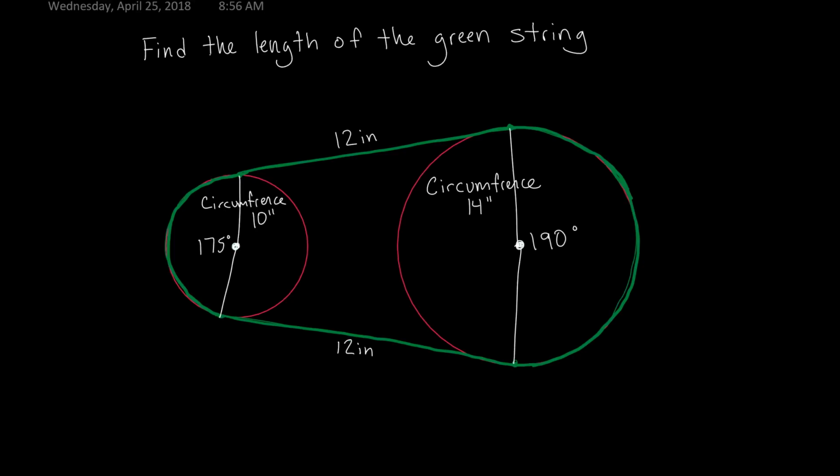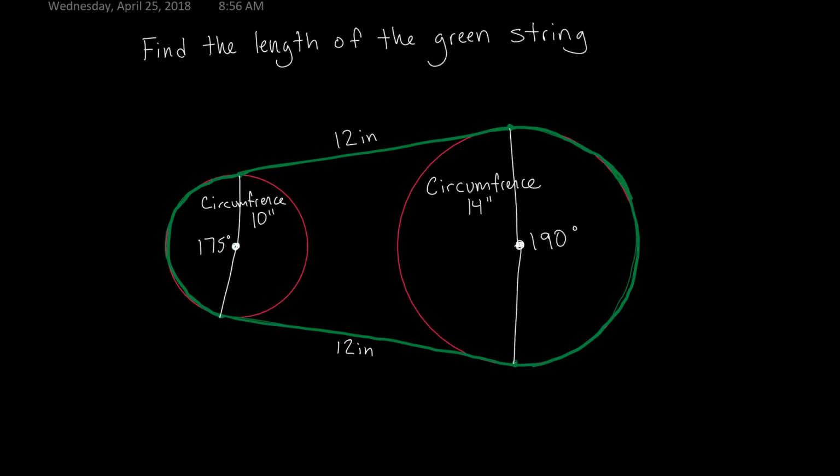This problem asks us to find the length of the green string. Right now, what values are we missing? So we have the space between the two circles, 12 and 12. What we're missing is the arc length, where the green string lies around the circle.